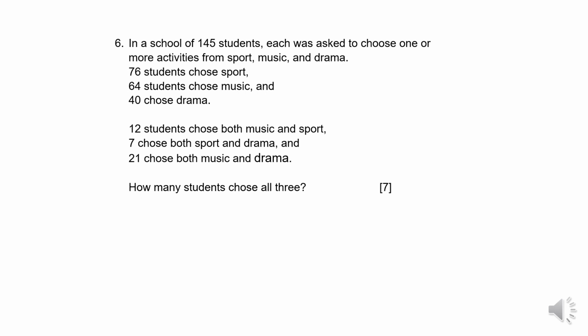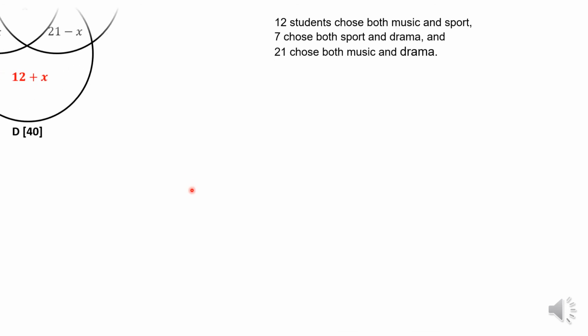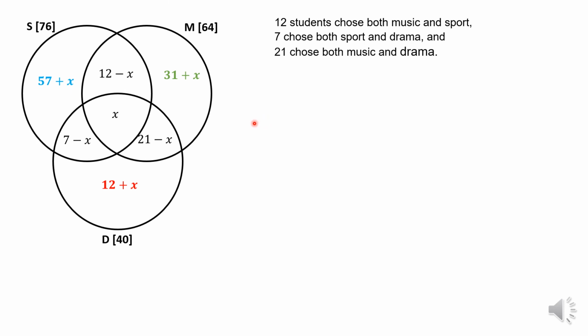Right, this is question 6 that says in a school of 145 students, some chose sports and music and drama, and you have others with combinations of so on and so on. So this question is similar to the ones we did before. So let me bring in my Venn diagram here again. You realize we don't know how many of the students are doing all three activities. That is represented by X, very important.